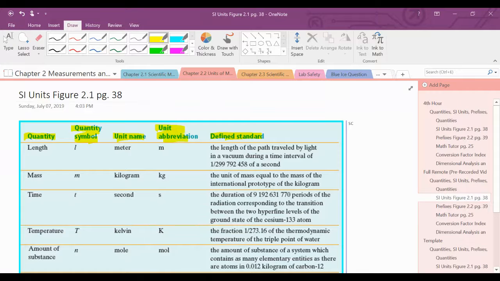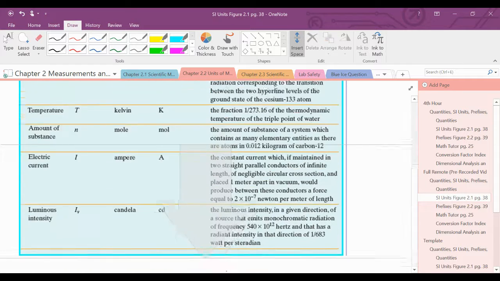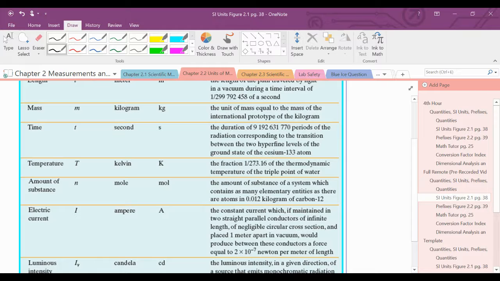So length, the unit is the meter. For mass, the unit is kilogram for the SI unit. Time we would measure in seconds. Kelvin is the SI unit for temperature. We will use the mole for the amount of substance. And then electric current and luminous intensity are ones you would use when you move on to physics.